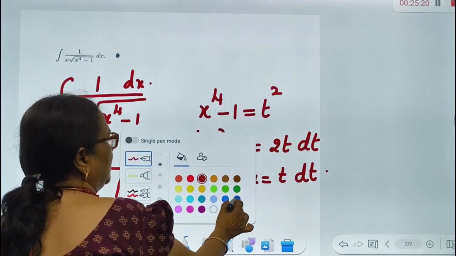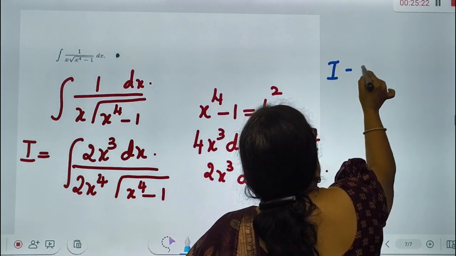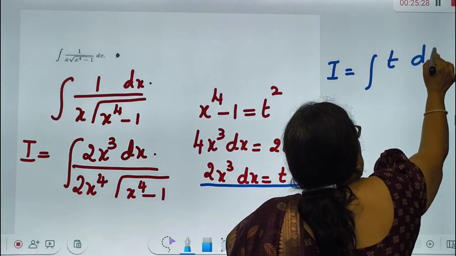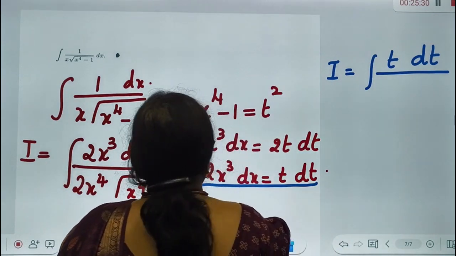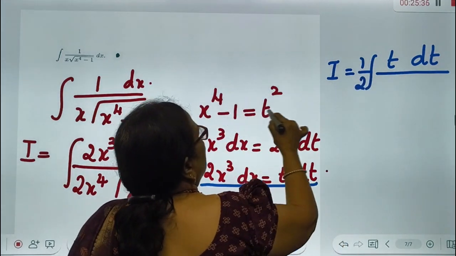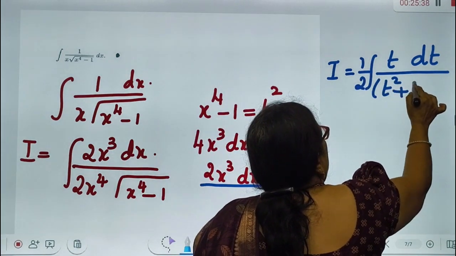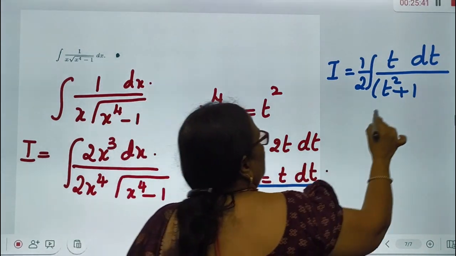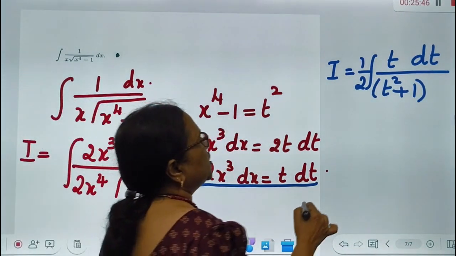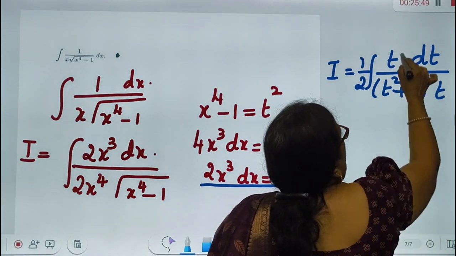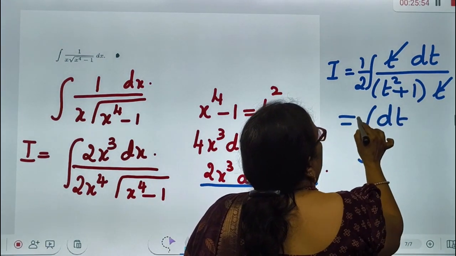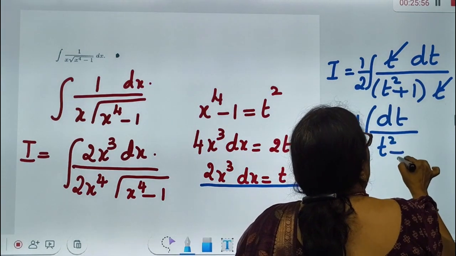So I will be equal to integral of 2x cube dx is t dt divided by, okay, 2x power 4, I will take that 2 outside, x power 4 will be t square plus 1 into root of x power 4 minus 1 will be root of t square, which is t. So this t gets cancelled, giving you dt by t square plus 1.